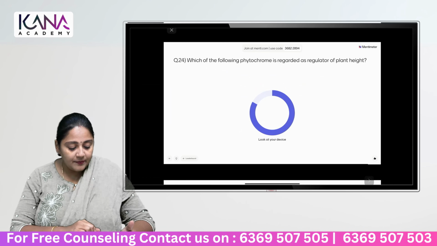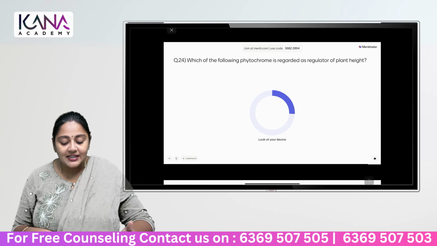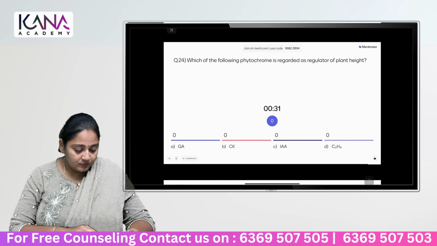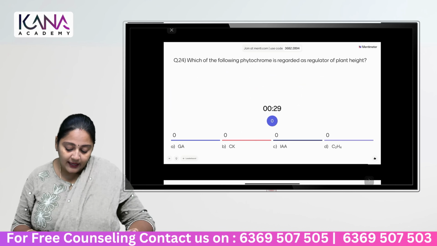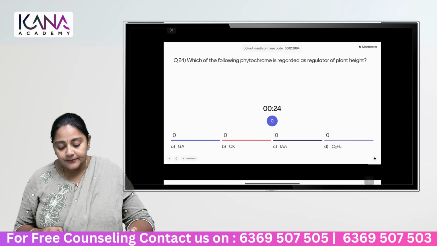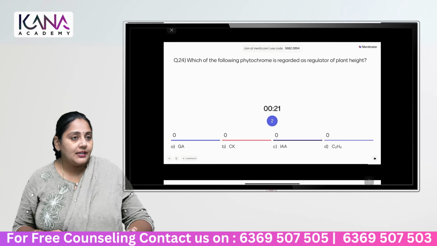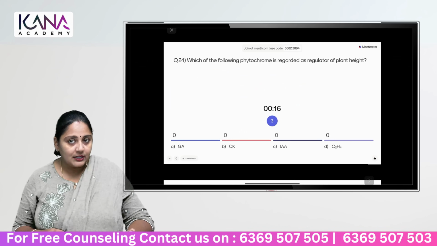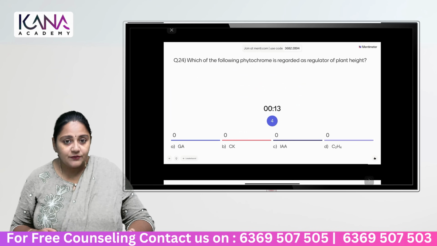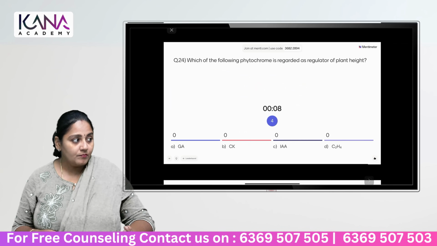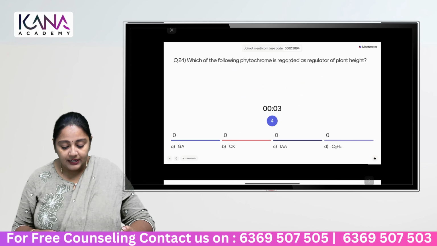கொஞ்சம் கேர்ஃபுல்லா ஆன்சர் பண்ணுங்க. Which of the following phytochrome is regarded as the regulator of plant height? So GA, CK, IAA and C2H4. And you're left with 20 seconds. கேர்ஃபுல்லா ஆன்சர் பண்ணுங்க. ஃபாஸ்டா ஆன்சர் பண்றதை விட கரெக்டா ஆன்சர் பண்றது ரொம்ப முக்கியம். லாஸ்ட் ஃபியூ questions-க்கு எல்லாம் தப்பா ஆன்சர் பண்ணிருக்கீங்க. 5 seconds more. 3, 2, 1.